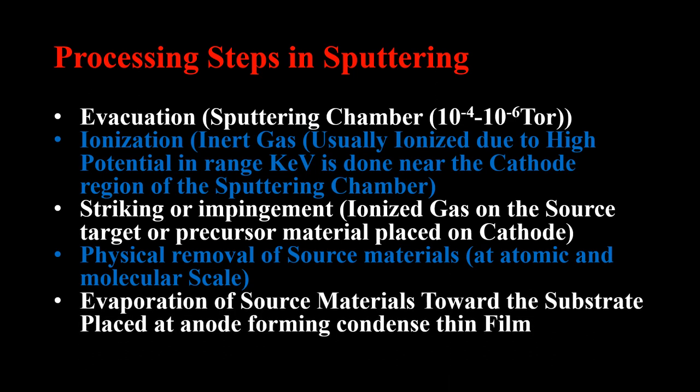Then when the target material or source material is removed or evaporated, it travels toward the anode, on which we have a substrate in the sputtering setup, and it gets deposited onto the substrate.